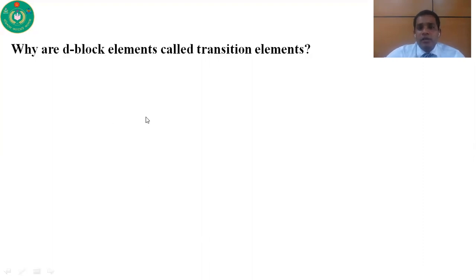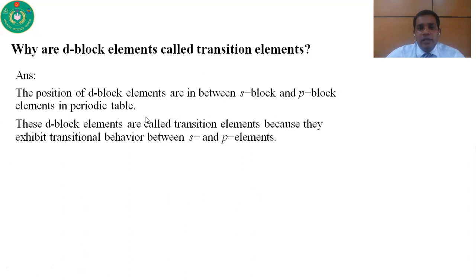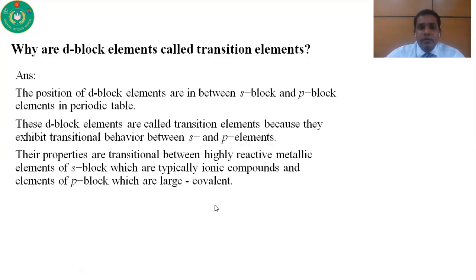Why are d block elements called transition elements? Because the position of d block elements is in between s block and p block elements. That's why these d block elements exhibit transitional behavior between s and p block elements. And you know that s block elements are highly electropositive, metallic in nature and form ionic compounds. And p block elements are electronegative elements and try to form covalent compounds.